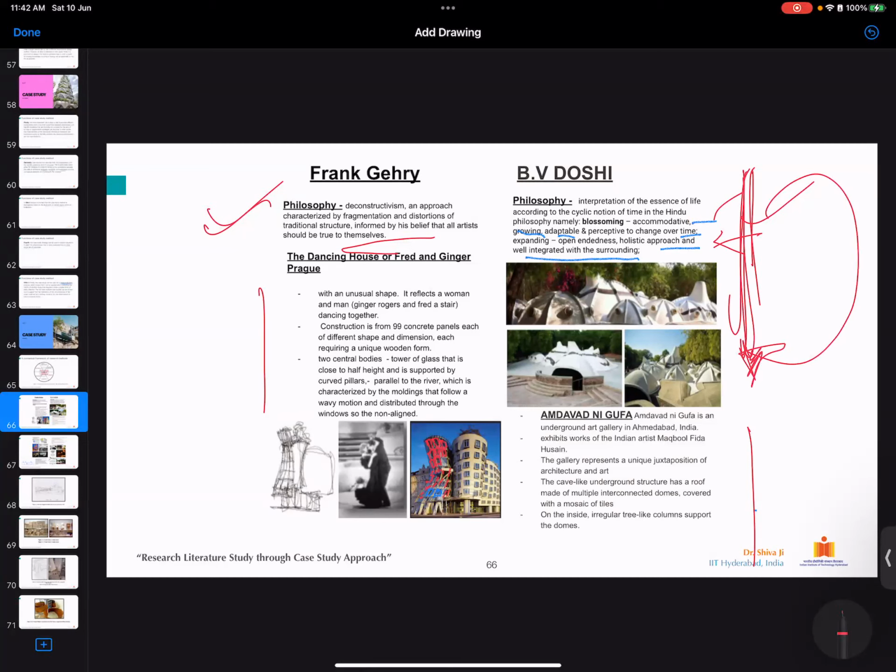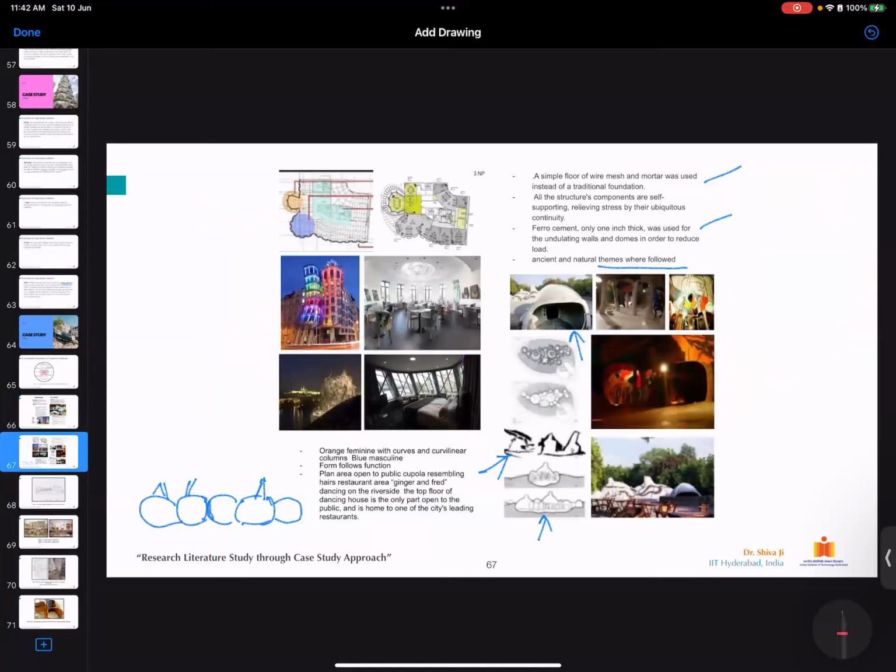There are many such examples you can see on Gehry's side and Doshi's side also. You see some of it in the interiors and the planning. In the sections, in the details, it is visible everywhere. Like how simple a floor of wire mesh and mortar was used to create the Ahmedabad Nikufa, which is in the SEPT campus in Ahmedabad city. You may have been there. It's an interesting space to be in.